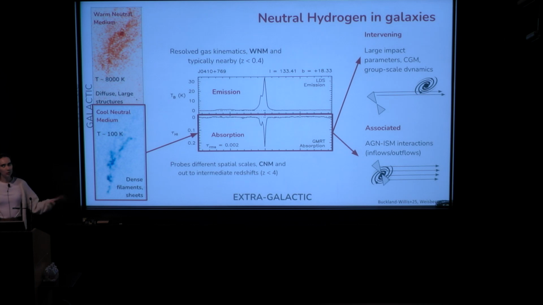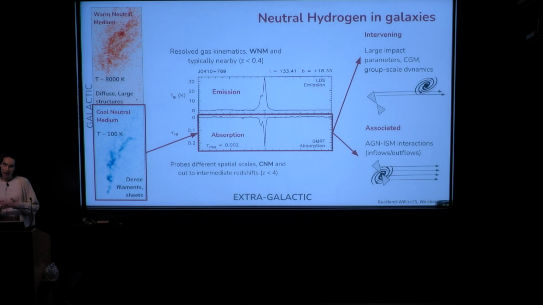And for this absorption, we can actually see it in 2 different types of scenarios. In the first one, we have a background radio source, which is typically an AGN or a quasar. And the radio light from that AGN is passing through a galaxy somewhere along our line of sight. And we pick up the neutral hydrogen in absorption from that intervening galaxy. If it is an intervening case, we can often see the gas out to quite large impact parameters, which means that we can actually probe the CGM of these galaxies and start looking at group scale dynamics and kinematics.